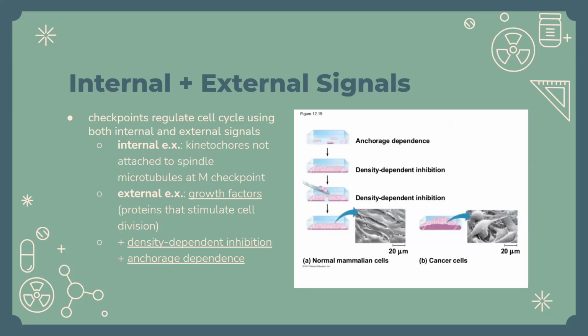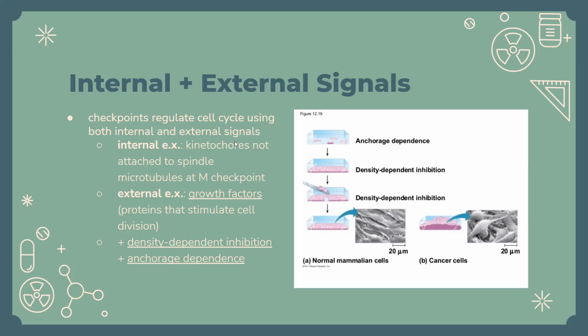So checkpoints generally regulate the cell cycle using both internal and external signals. I'll give a couple examples of each. An example of internal regulation is, let's say, kinetochores are not attached to spindle microtubules by the time the cell reaches the M checkpoint. If this is the case, then the cell will not progress into anaphase because, of course, the microtubules will be unable to move the chromosomes. And an example of an external signal would be growth factors, which are proteins that stimulate cell division.